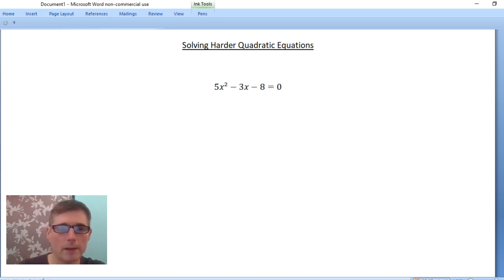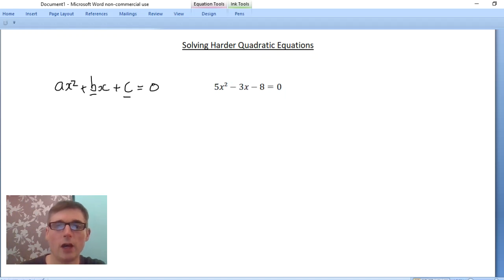If we remember that we can write a quadratic equation in the form ax squared plus bx plus c equals 0, we can see that the a is the number multiplying the x squared. The b is the number multiplying the x, the middle term, and the c is the final term, just the numeric term on its own.